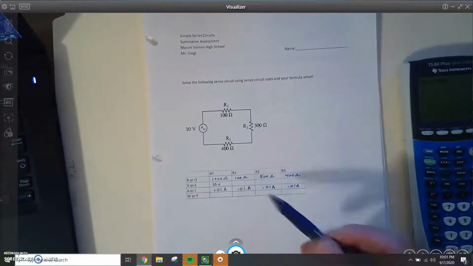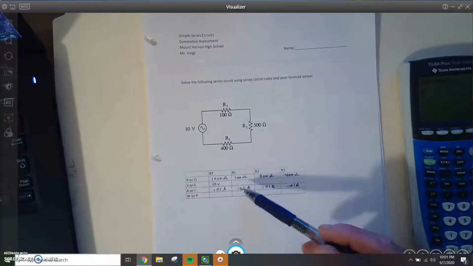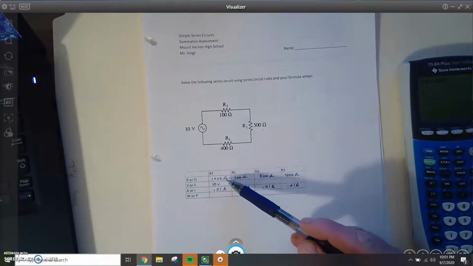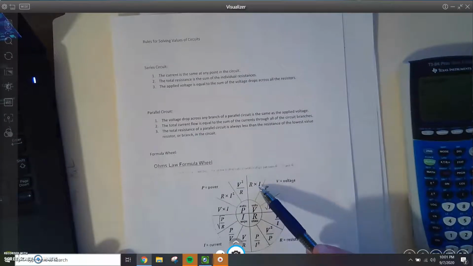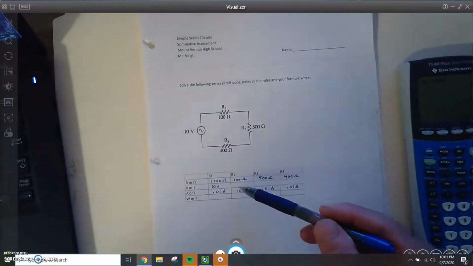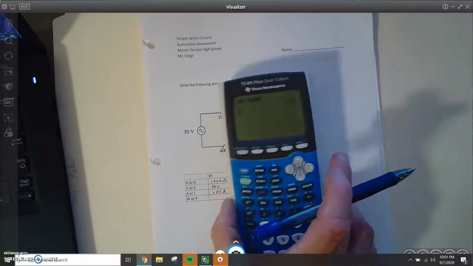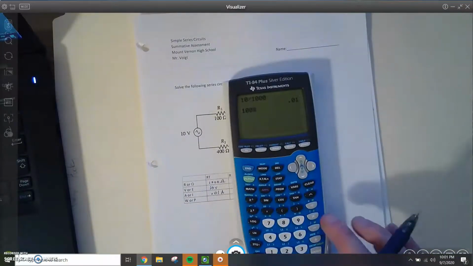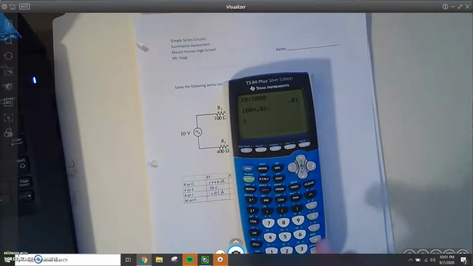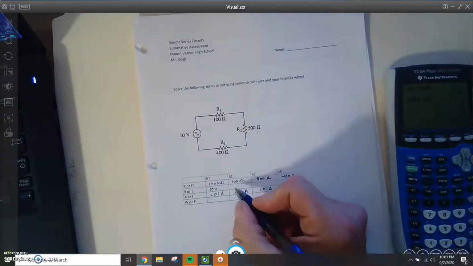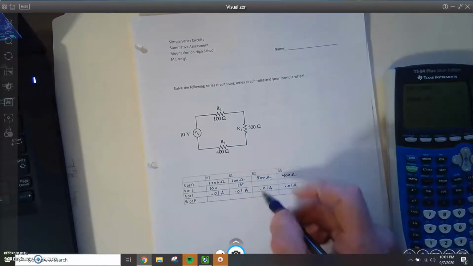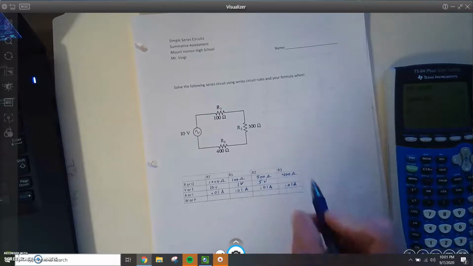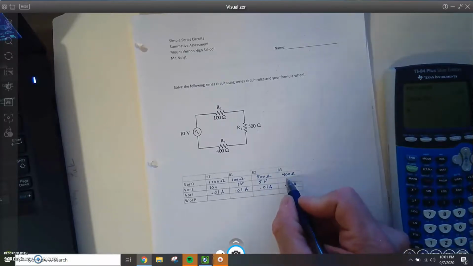Now we have at least 2 things everywhere. To find volts when you know amps and resistance, you multiply them. So amps times resistance: 100 times 0.01. It's going to be 1, isn't it? Yep, so that is 1 volt. Then 0.01 times 500 is just going to be 5. And 0.01 times 400 is just going to be 4.